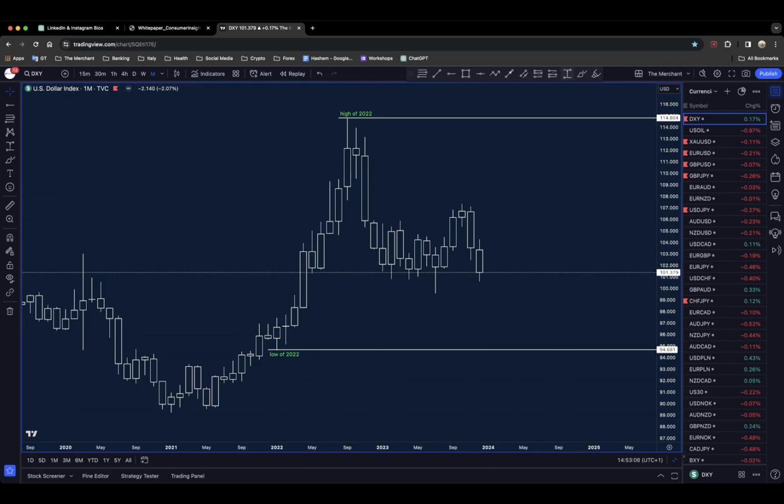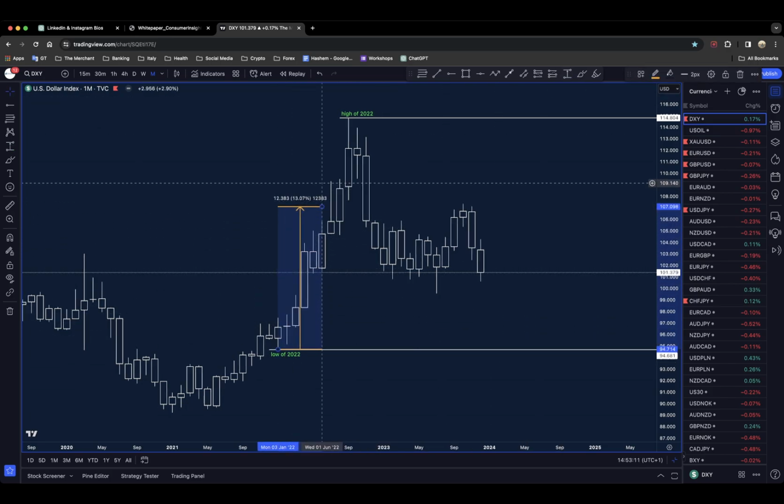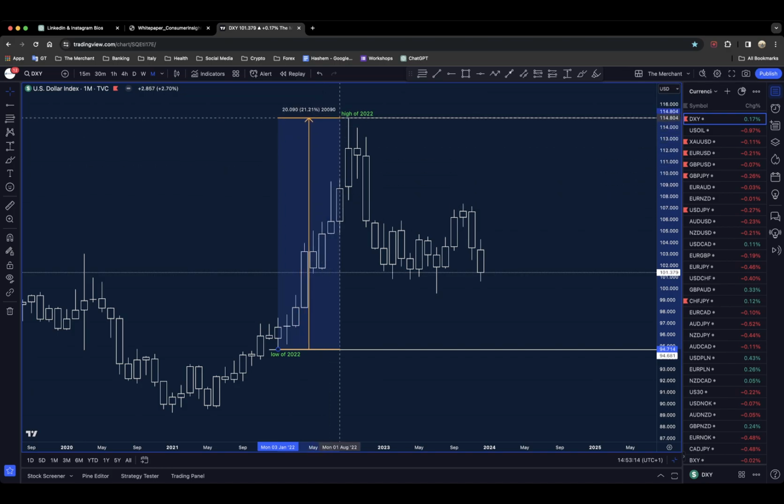If we use the price range tool to measure this movement from bottom to top, we can see that the price moved around 21.2%, in comparison to the move the year before. And if we look here, it will be around 20,000 pips. So this is what has happened in 2022.